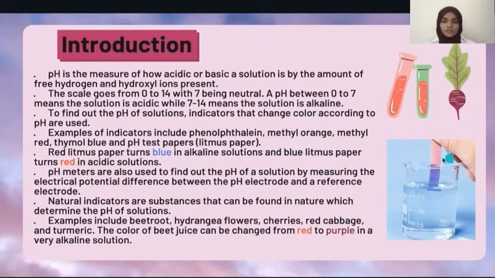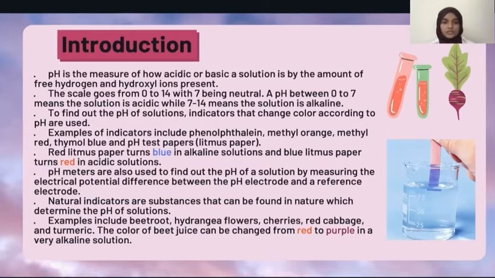In this picture, we can see that the red litmus paper is turning blue, so that means that this solution is alkaline. pH meters are also used to find out the pH of a solution by measuring the electrical potential difference between the pH electrode and a reference electrode.